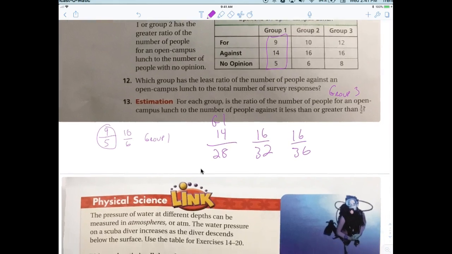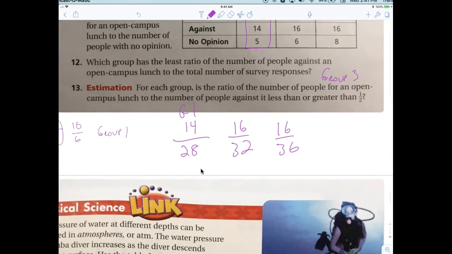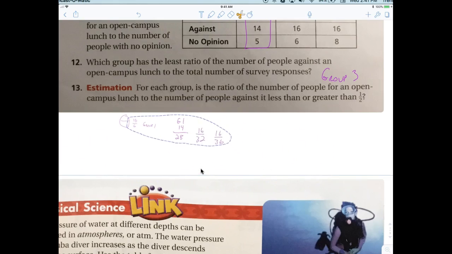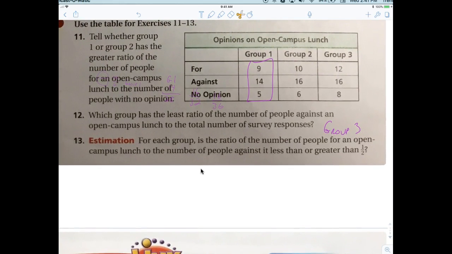So now, I want to look at 13. For each group, is the ratio of the number of people for an open campus? We just did 12. Don't worry about it. I'm going to clear this out of the way. Okay. Is the ratio of number of people for an open campus? So open would be what? 9, right? And then it says to the number of people against. 14. So 9 over 14, is that more or less? That's more. More than 1/2. Do you agree? You know what we're doing, right? So group 1 is more.